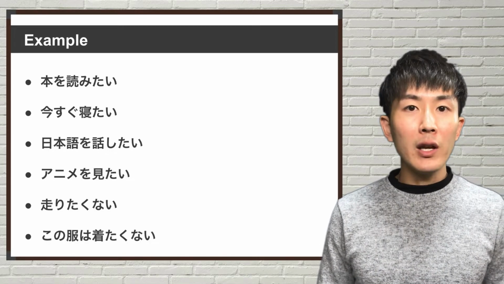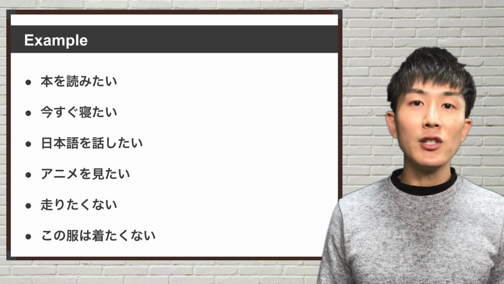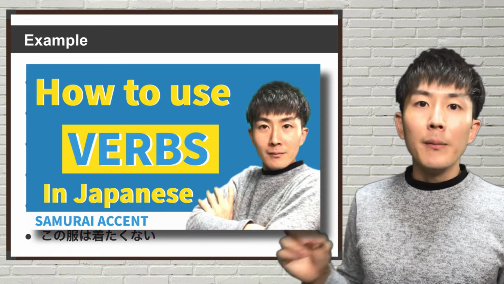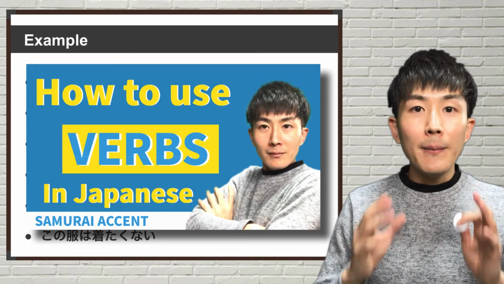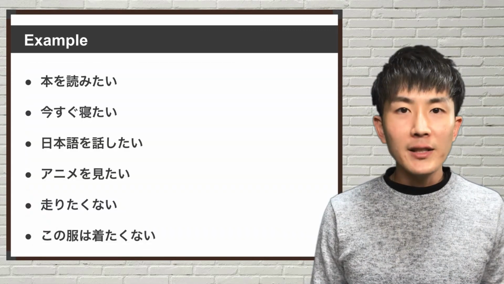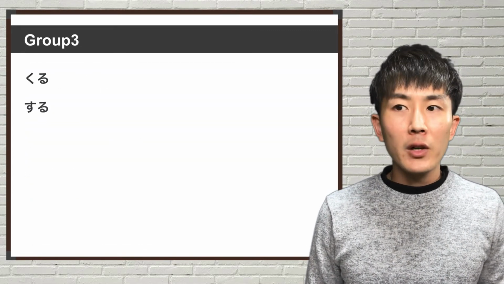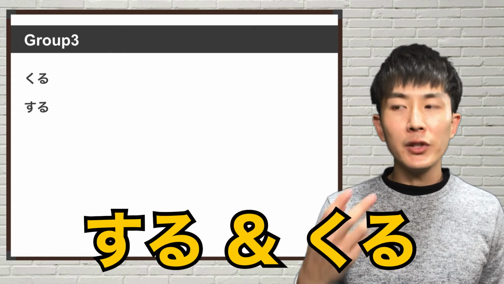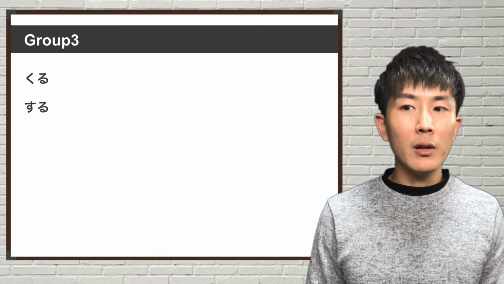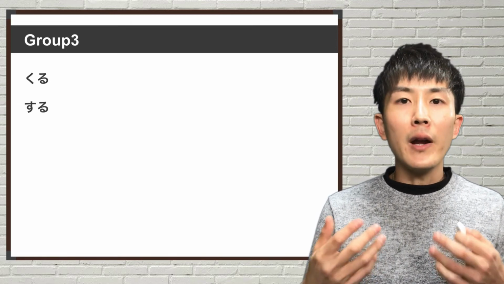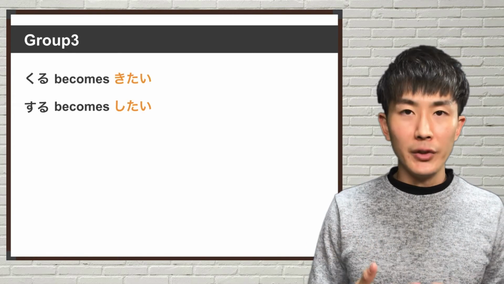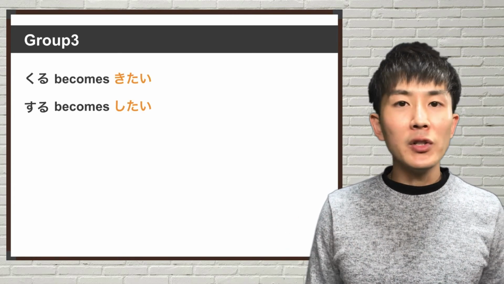By the way, I'm talking about the basic rule of the Japanese conjugation system in this video. If you have not watched this video yet, please watch it because it's a very important topic in learning Japanese. So please try it. Next, Group 3. Actually, Group 3 has only two verbs, suru and kuru. Also, it has an irregular conjugation system, so please try to memorize them. The conjugations are here. Kuru becomes kitai. Suru becomes shitai.